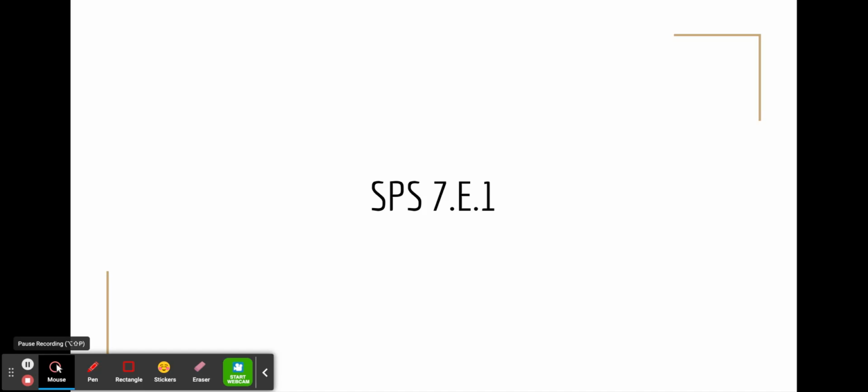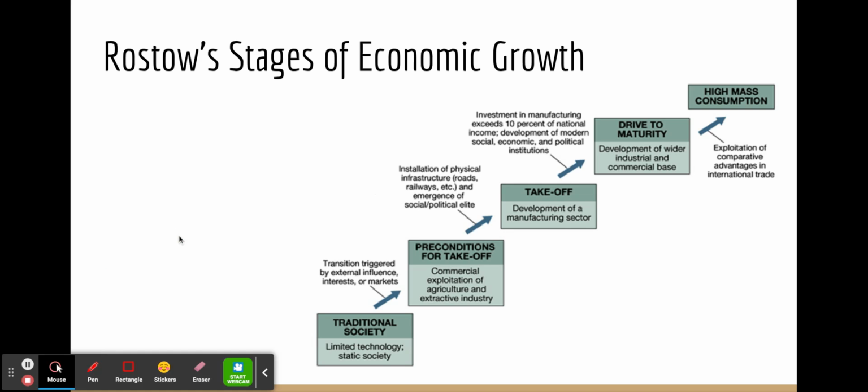So we want to start with the first theory, which is Rostow's stages of economic growth. And we're going to go through each one of these. There'll be a separate video so that you can watch them in compartmentalization instead of all one big thing, because this is one EK, but there are several different theories.